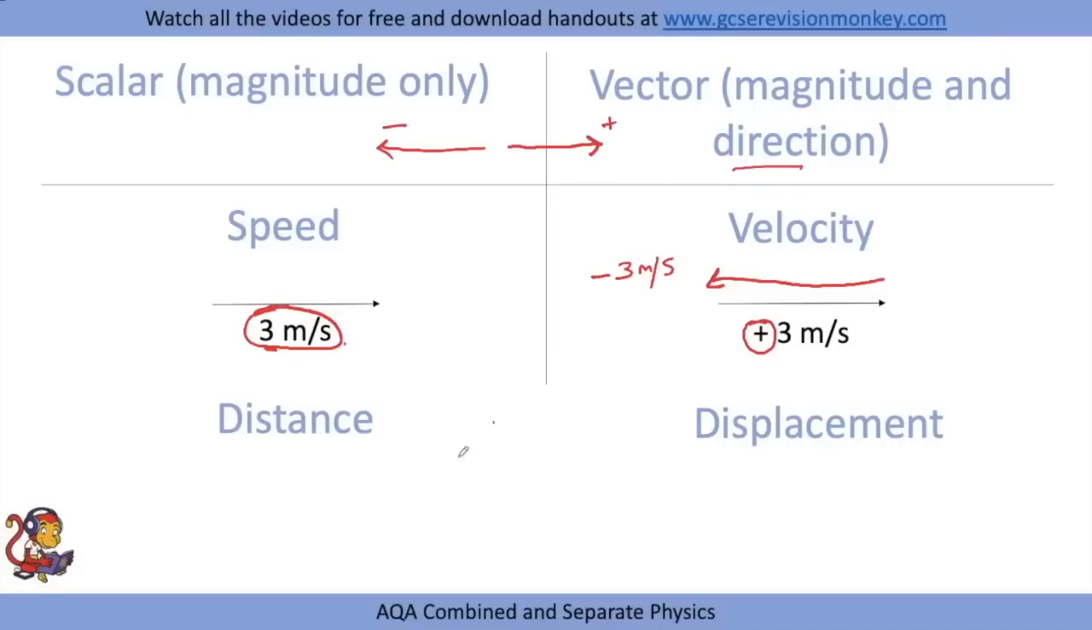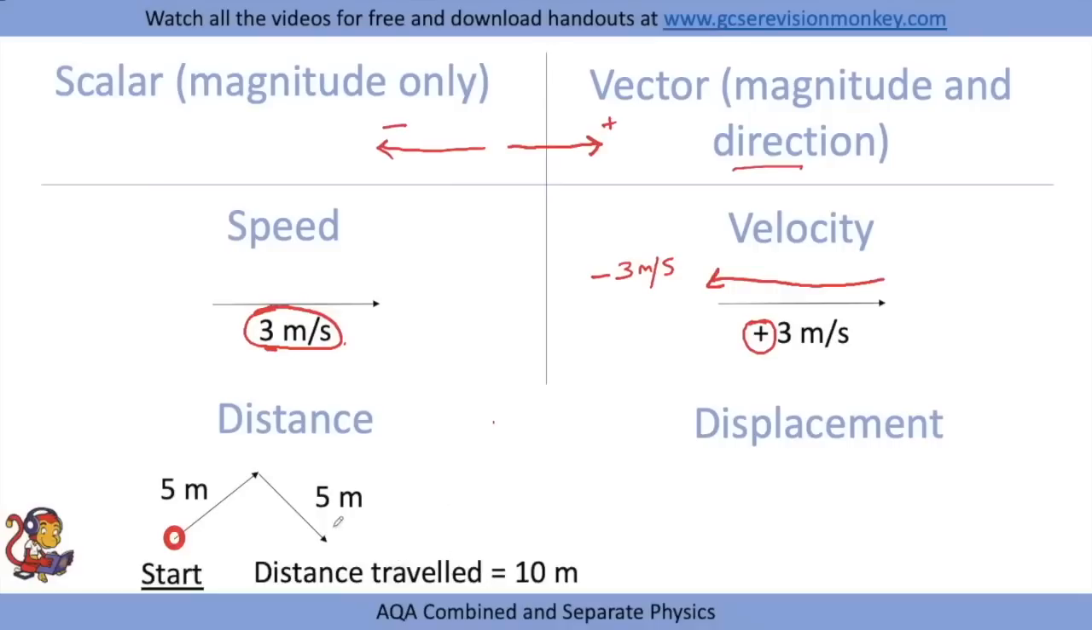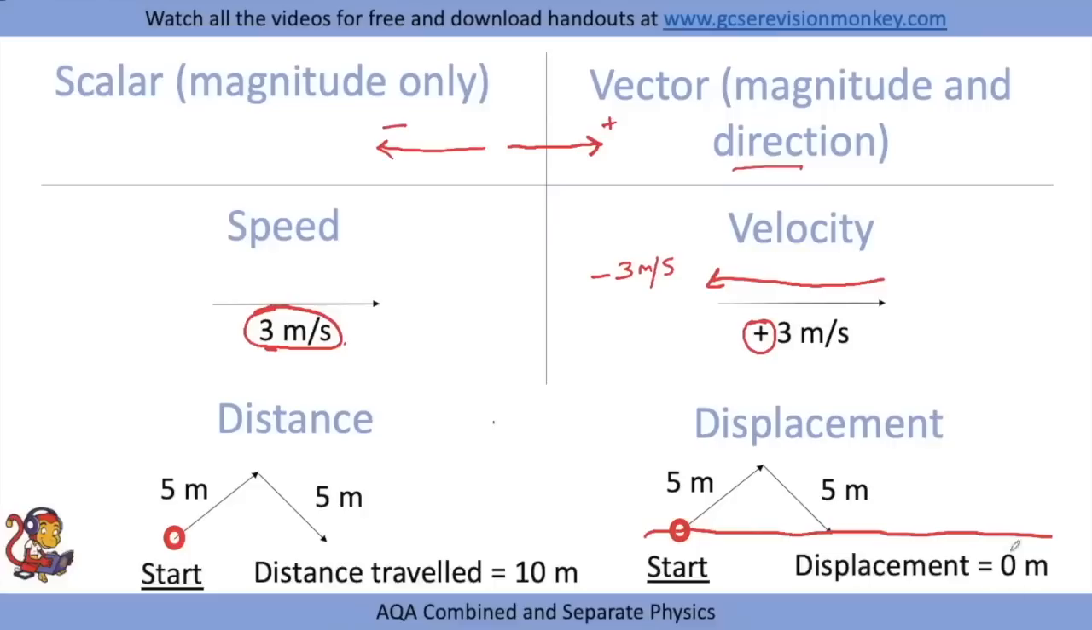If we have a starting point and an object moves 5 meters and then another 5 meters, the total distance would be 10 meters, 5 plus 5 making 10. However, if we look at the same scenario with displacement, with an object moving 5 meters and moving another 5 meters, because it's returning back to the same original starting point, we would actually say that there was a displacement of 0 meters because they've gone up and come back to this same starting position. So therefore, its displacement is 0. So that's the difference between the scalar and vector quantities, speed versus velocity, and distance versus displacement.